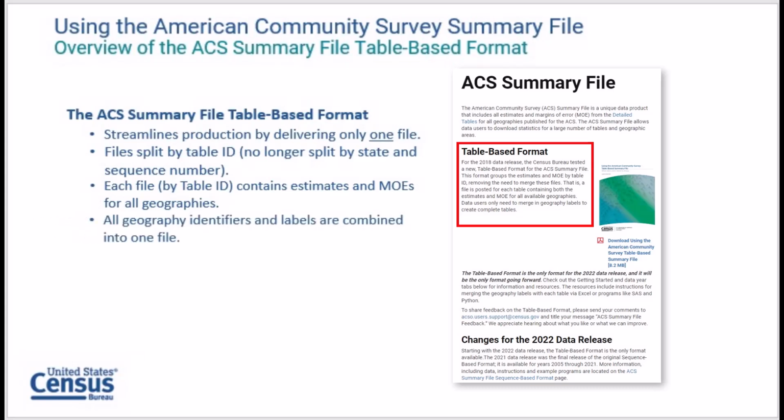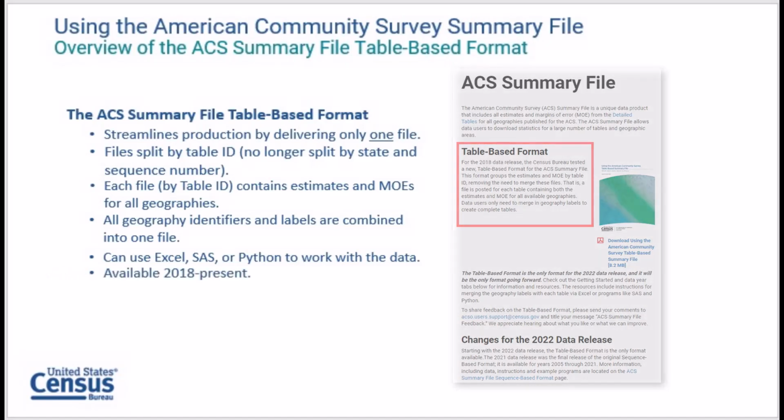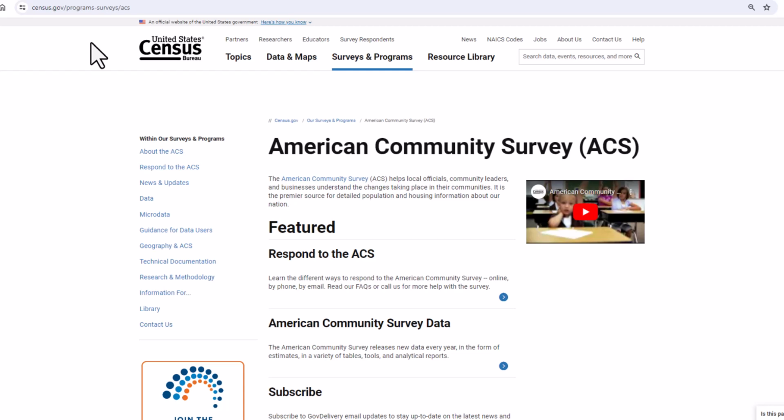Also, geography identifiers and labels are combined into one file. There are examples of SAS and Python code and Excel instructions to help data users work with the data on the table-based format page. Again, the table-based format is available from 2018 to present. You can find a link to the summary file page below the video.